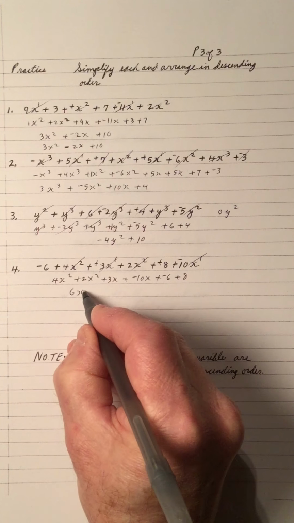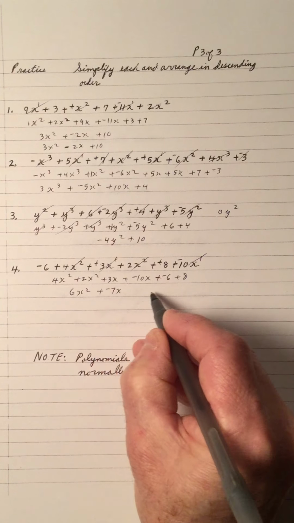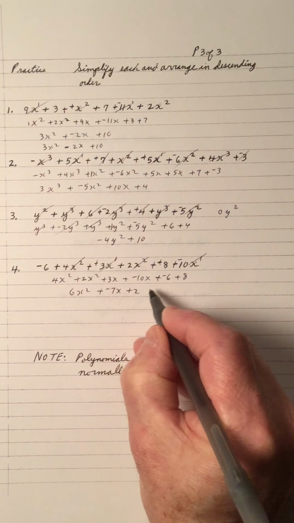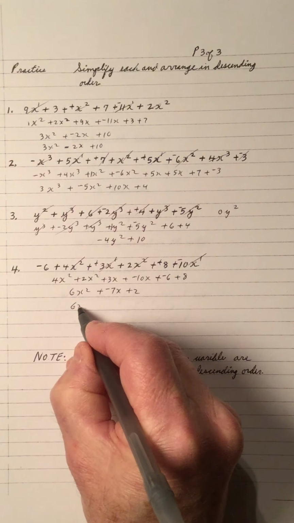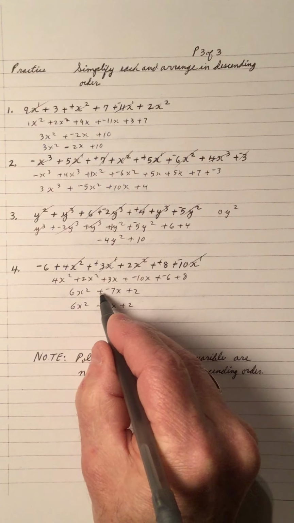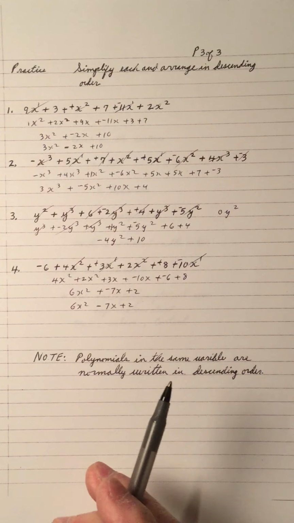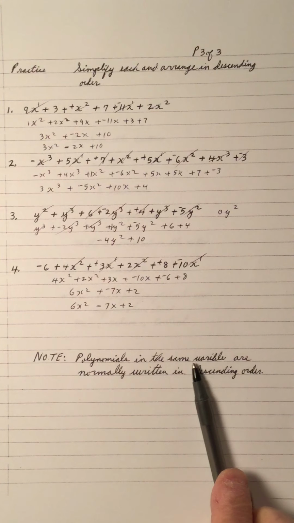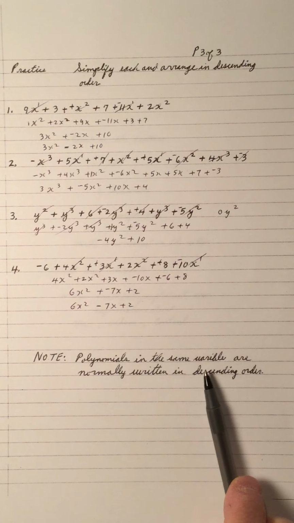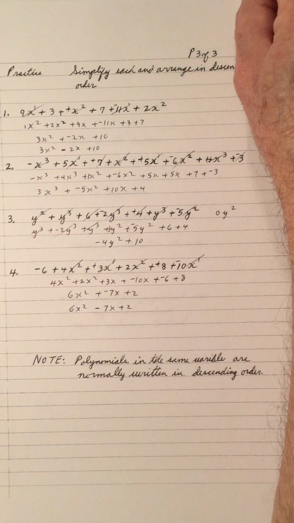We get 6x squared. Add on negative 7x squared. And plus 2. And if you want, you could write that with a plus negative or subtract 7. Note, polynomials in the same variable are normally written in descending order, not ascending. Descending order. Descending.